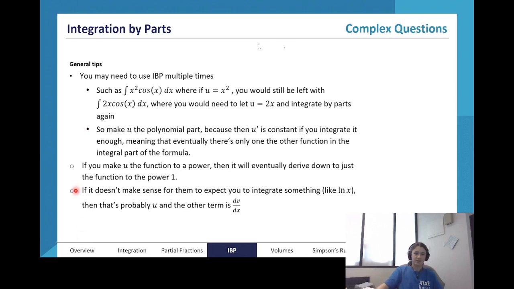If it doesn't make sense for a question to expect you to integrate something, like perhaps integrating ln x, this isn't a perfect example because in some cases with integration by parts we do integrate ln x. It depends, as I said before, on how many marks the question is worth. If it's a big mark question, then you might be expected to do that, but if it's not, then it's probably something simpler. If it doesn't make sense, then that's probably u, and the other term is dv dx, or v dash.